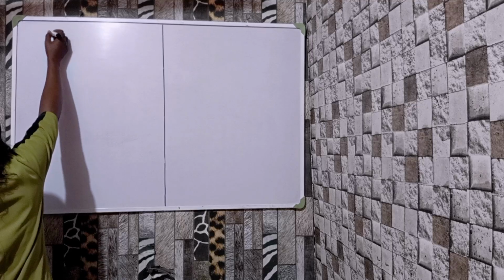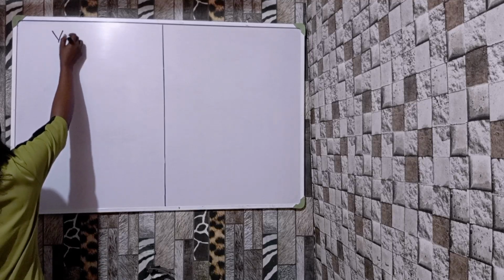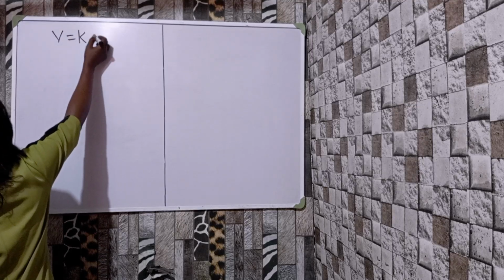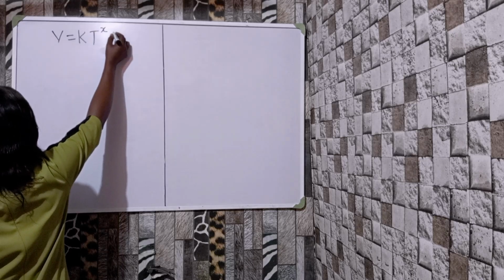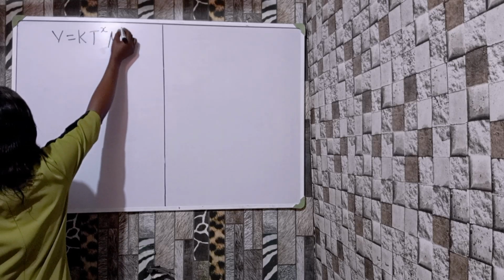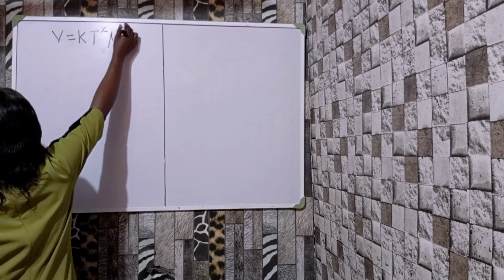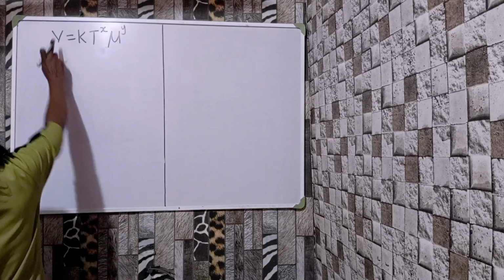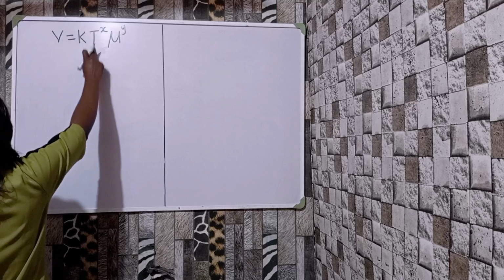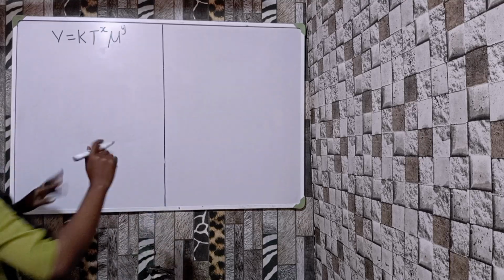We have that v is equal to k T raised to power x, then mu raised to power y. So what we are going to do is to know what each of these stands for.